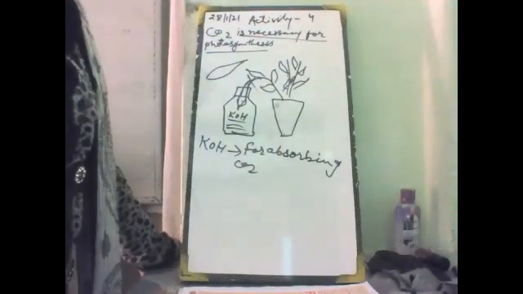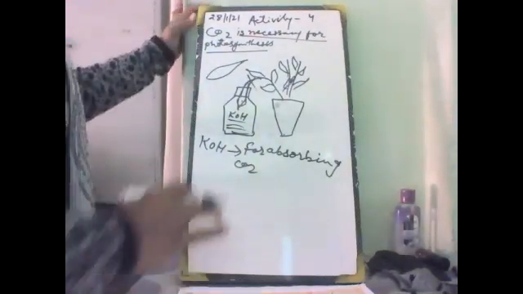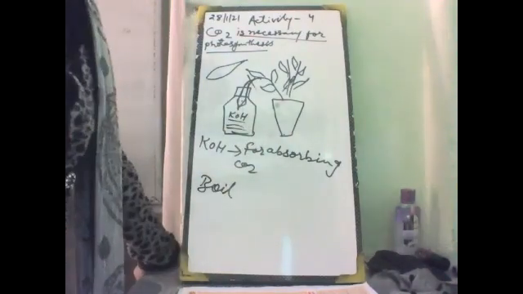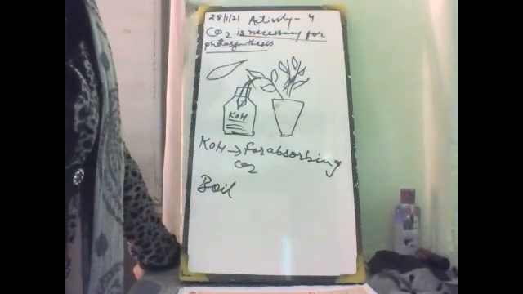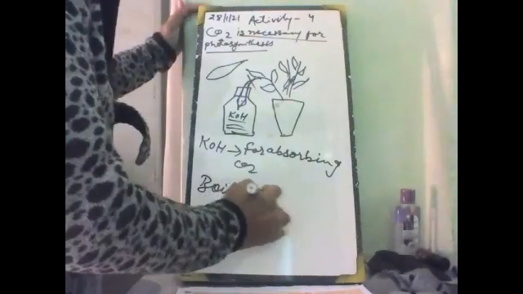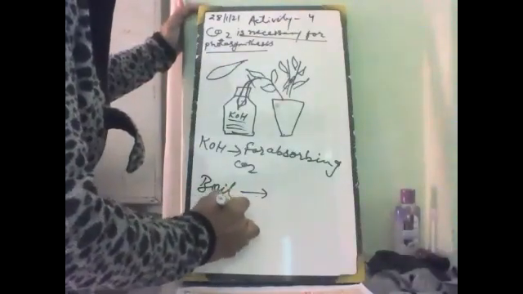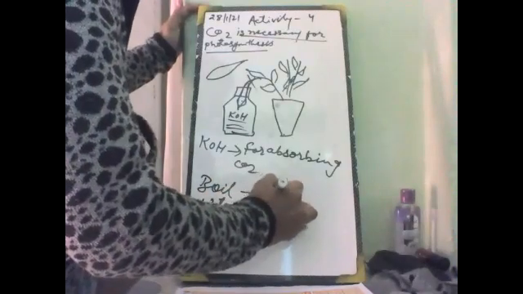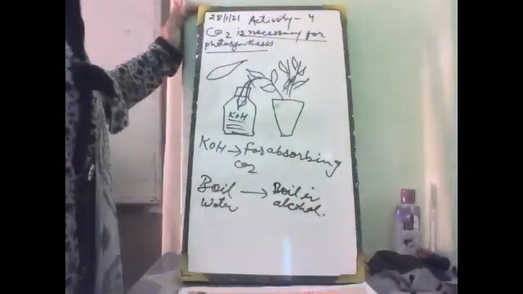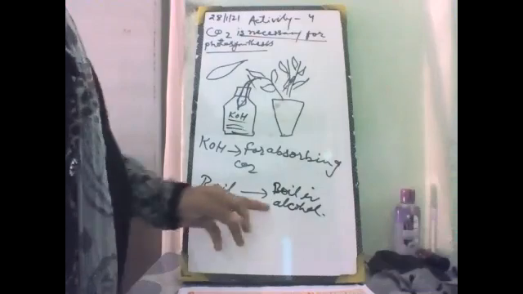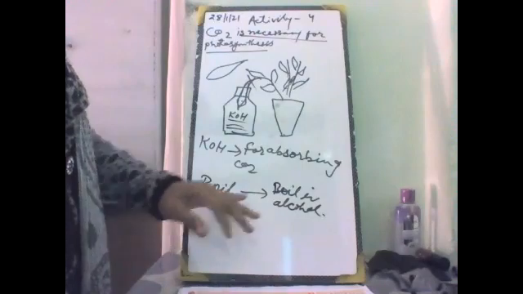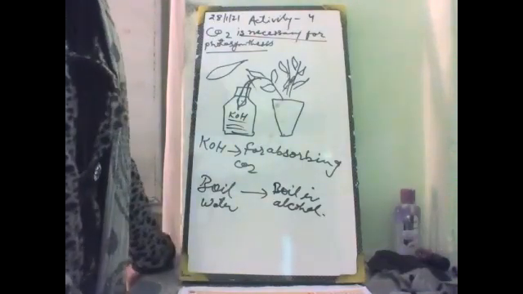Do the same process which we did in activity 3. Boil the leaf in water first, then boil it in alcohol to remove the chlorophyll from the leaf. Due to this, the leaf is decolorized and no chlorophyll remains in the leaf.